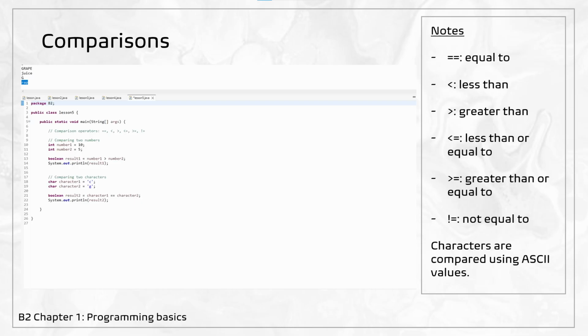You can also compare different values by using any of these comparison operators. The resulting output is a Boolean value, stating whether the comparison is true or false. So because number 1, 10, is bigger than number 2, this result 1 will store the value true because number 1 is bigger than number 2. And if we print result 1, the program will just print true. For characters, the comparison is based off the ASCII code that is assigned to it. So here, because C is not equal to G, this result 2 will print out false. And we can see that in action if we run the code right now. You see, we got true and we got false over here.